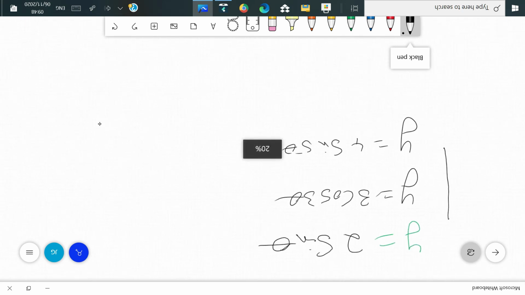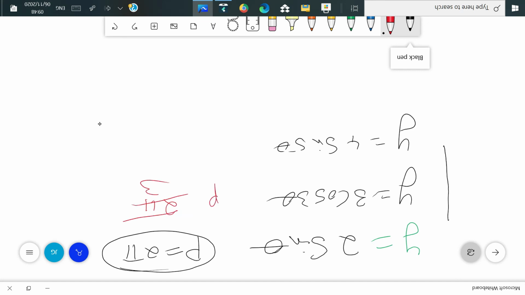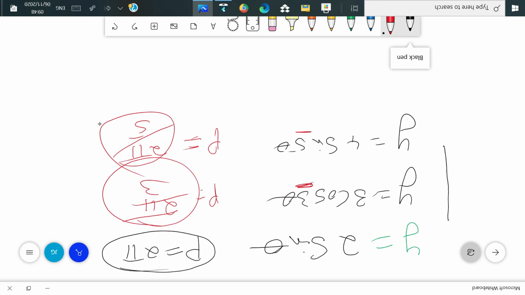Now, the theta has a period of 2 pi. The period of this one will be 2 pi over 3. And the period of this one will be 2 pi over 5. So the period is always 2 pi divided by whatever number is in front of the x or the theta or whatever it is. So the period of those three graphs is 2 pi, 2 pi over 3, 2 pi over 5. The period of the curve will vary.